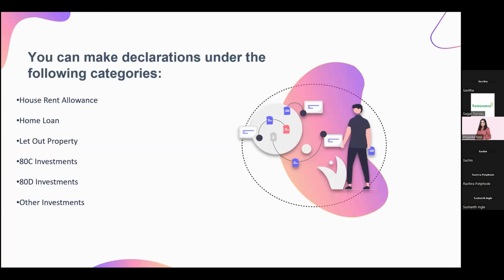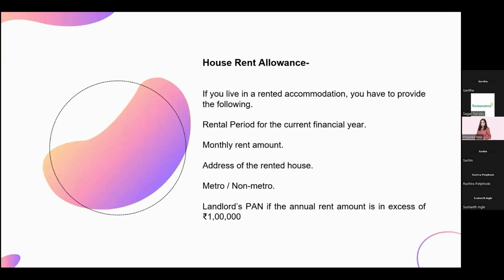You can make declaration under below categories: house rent allowance, home loan, let out property, 80C investments, 80D investments, and other investments. So let's see.